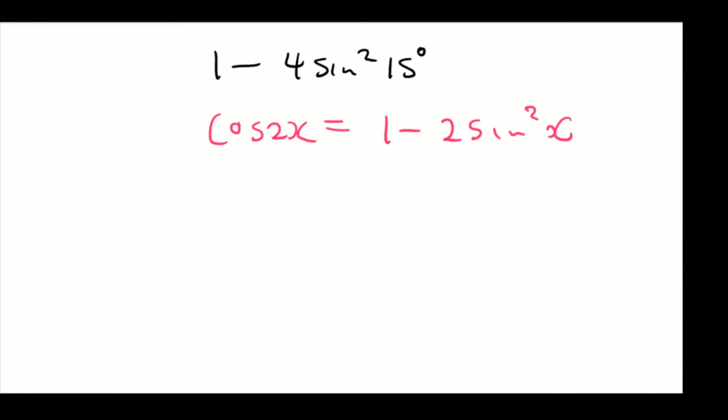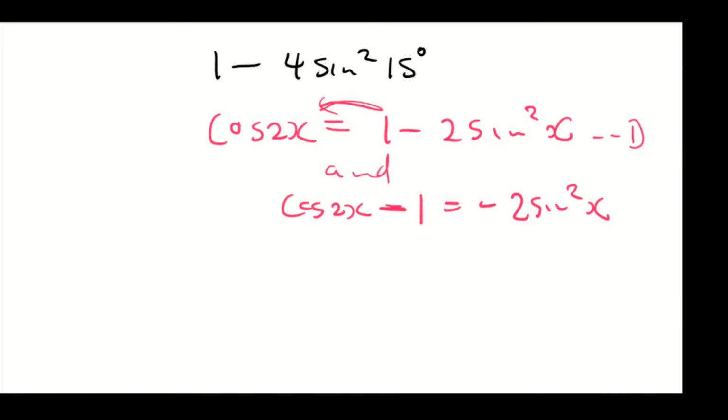So we're having 1 minus 4 sine squared of 15 degrees, right? What we need to note here is this is one of our double angle formulas. So cos of 2x is going to give you 1 minus 2 sine squared of x, right? And which can also be written as, if we transpose the 1 to the other side, cos of 2x minus 1 is equal to minus 2 sine squared of x.